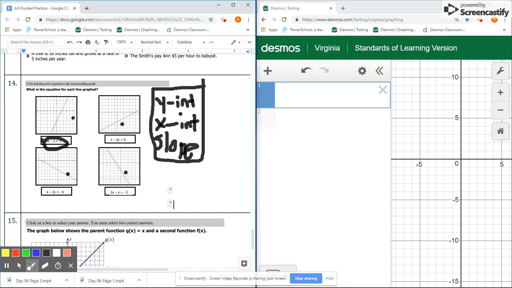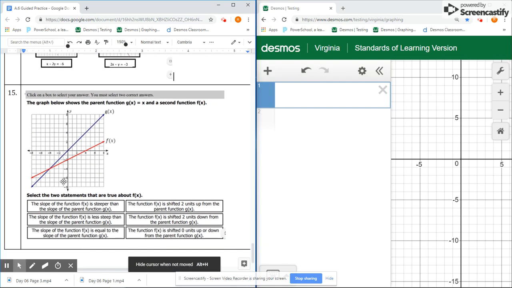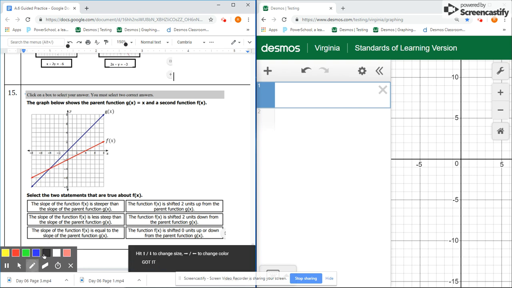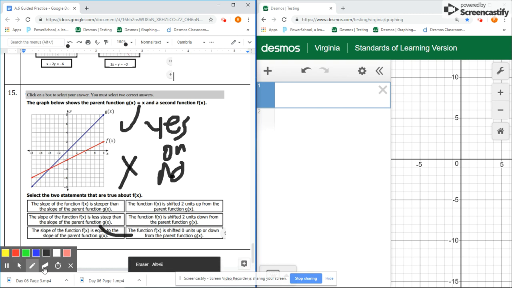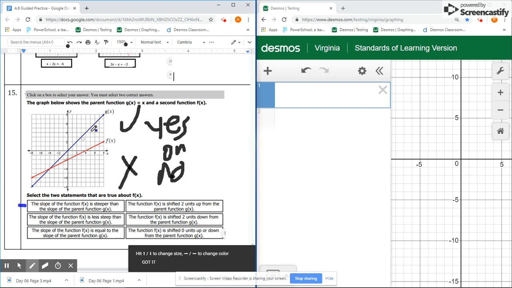Okay, and number 15. I'm going to read through this one together. I'm going to ask you some questions, and you just need to say yes or no. If it's yes, you can put a check next to each of these. If it's no, you can put an X next to each of these. And we will kind of do this one together, but I won't tell you the answer. Okay, so first one here. We have f of x in red. We have g of x in blue.